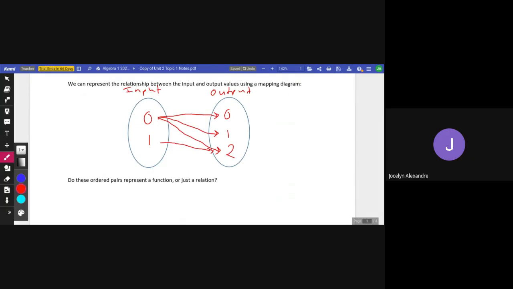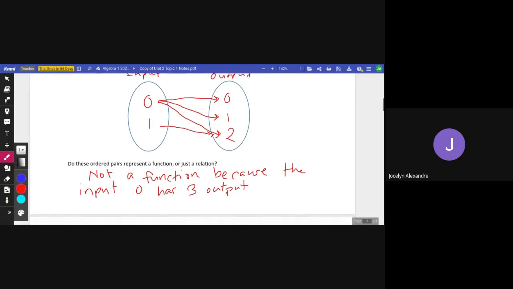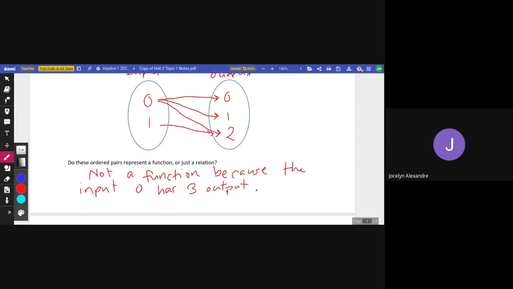So do these ordered pairs represent a function or just a relation? I'm going to say not a function, because the input 0 has three outputs, and it can only have one in order for it to be a function. So this is just a relation. Again, a function is a specific type of relation, and it's not that. All right, let's look at the next example.